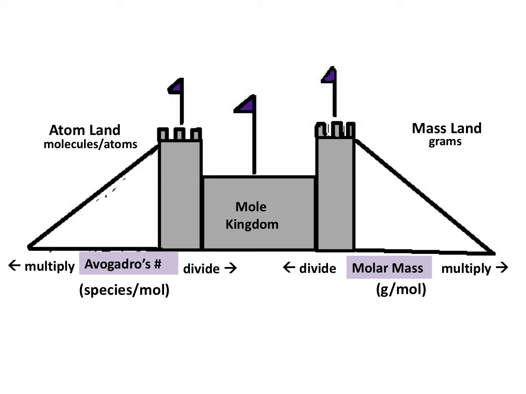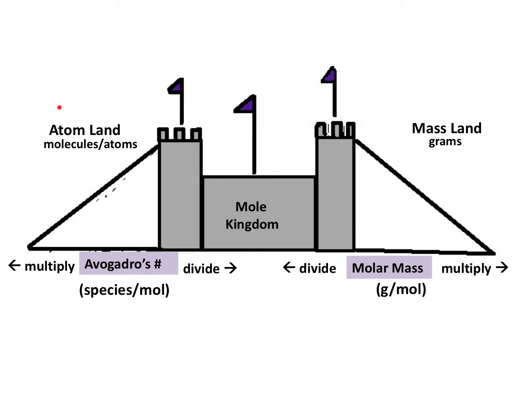So if I'm going from mass land into the kingdom, I'm going to be dividing by my molar mass. And notice, the units for molar mass are grams per mole, which match up with the units of the substances that I'm going to be converting between.